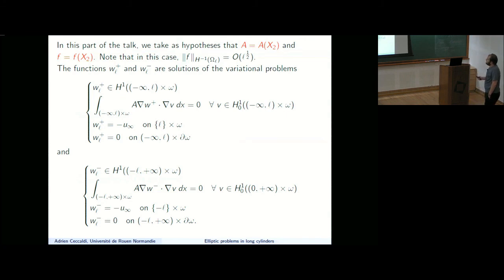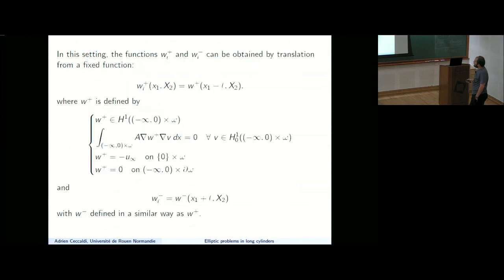We just take those hypotheses. Once again, WL plus and WL minus are solutions to the variational problem, which we saw already. And we say that under those assumptions, we can define the corrector by just being a translation of a corrector we define on this cylinder, right? So there is nearly no dependence on L at all anymore. The only dependence being the translation.